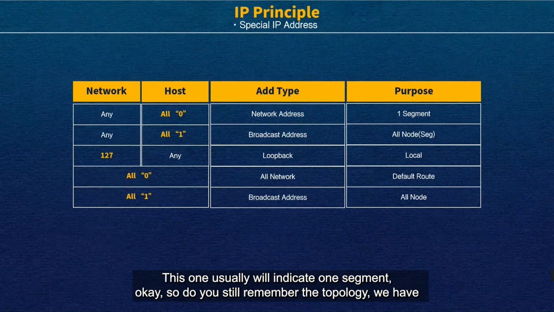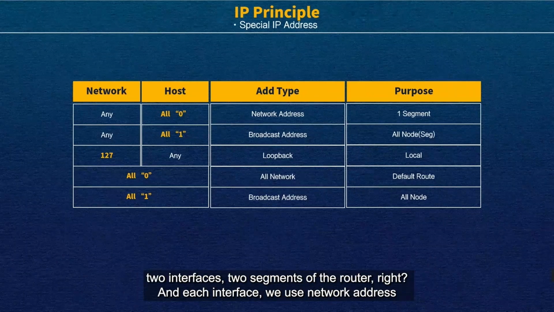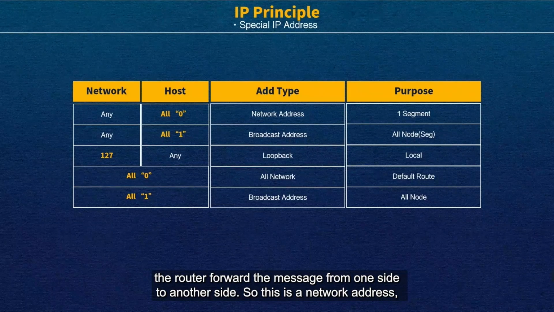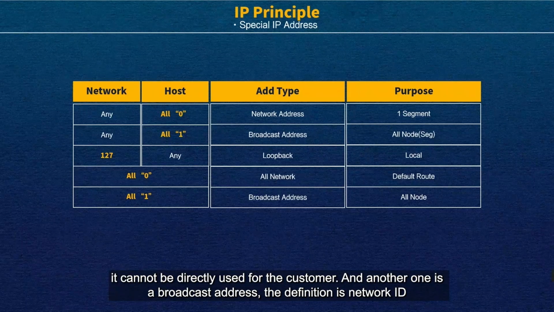Do you still remember the topology? We have 2 interfaces, 2 segments of the router, right? In each interface, we use the network address to indicate the segment. And finally, this segment will be added into the IP routing table to help the router forward traffic from one side to another. So this is a network address, which cannot be used for a customer.